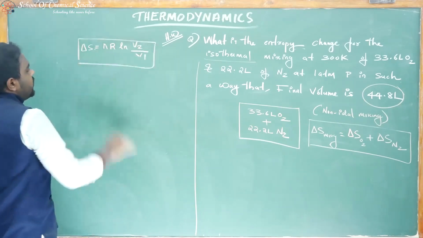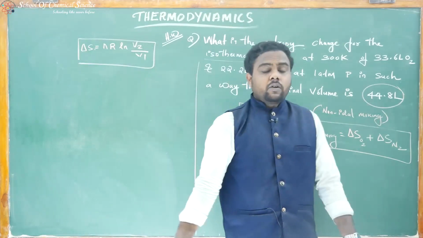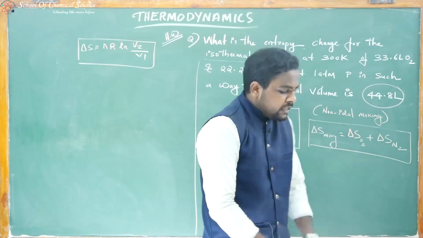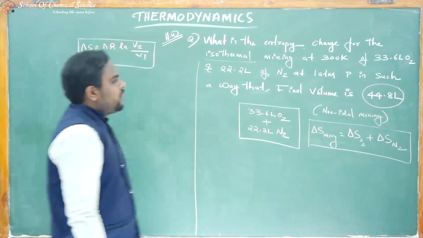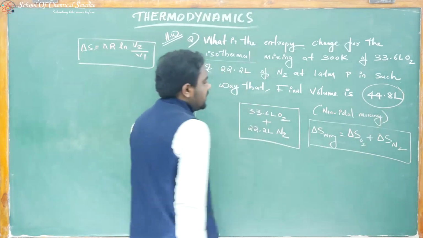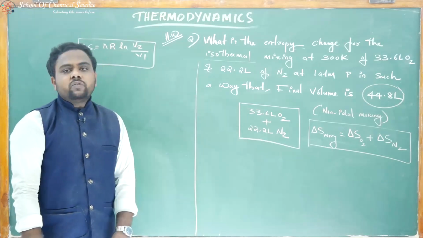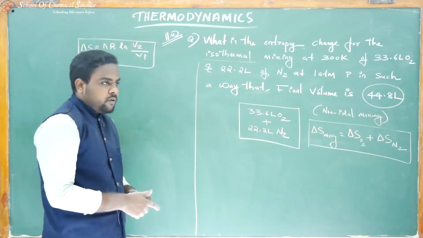Delta S is equal to, for isothermal process, two equations are there, NR ln V2 by V1 or NR ln P1 by P2. Since volume is given, you have to use NR ln V2 by V1. V2 is the final volume. Final volume is 44.8 liter. Initial volume for O2 is 33.6. Initial volume for N2 is 22.6 liter. So you have to practice this question as a homework.